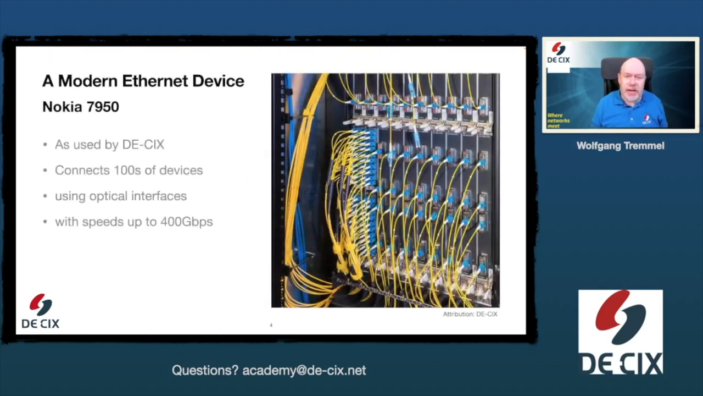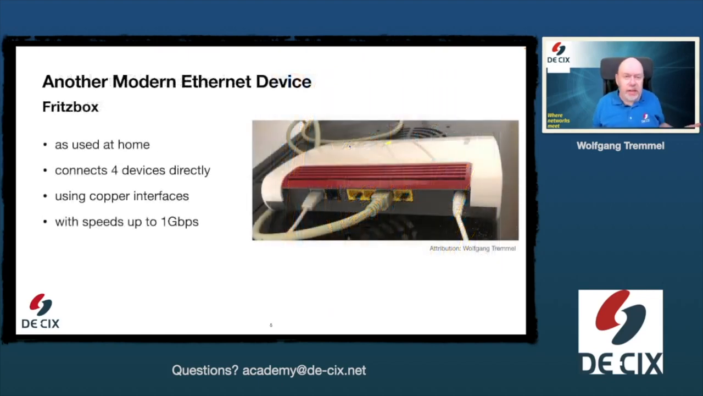A modern Ethernet device like DKIX uses in its data centers looks kind of like this. A big box connects hundreds of clients, hundreds of devices using optical interfaces with speeds up to 400 gigabit per second. But if you have a look around in your home, this is also an Ethernet device and it might sit in your basement. This is a Fritzbox and it connects 4 devices directly. It uses copper interfaces and with a speed up to 1 gigabit per second. So Ethernet has quite a range of speed and of devices.